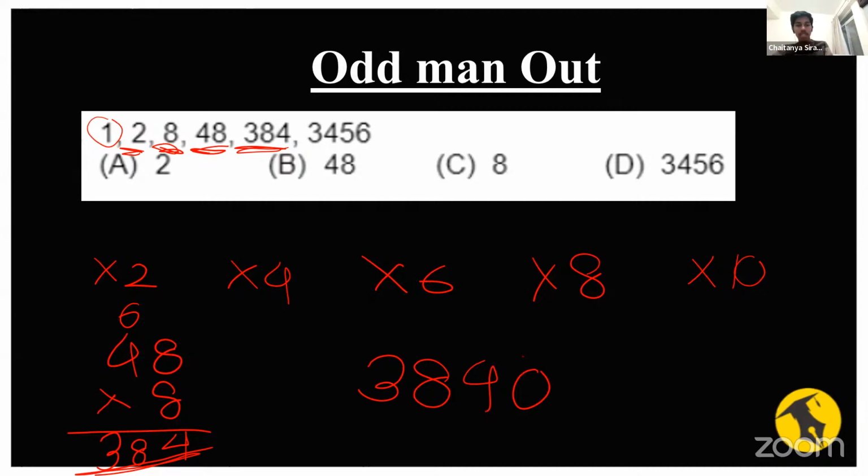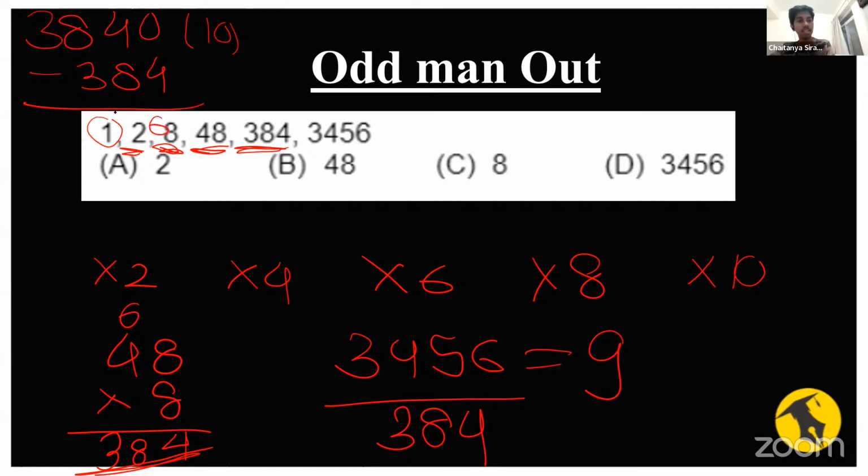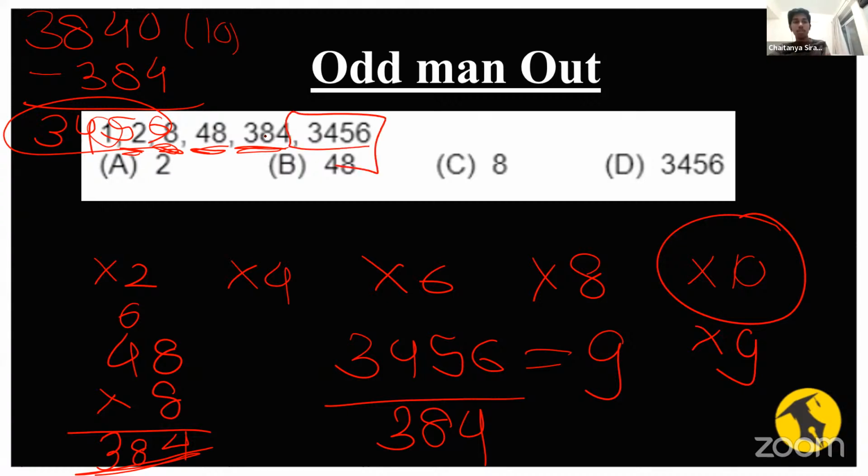Or I can find it another way. What is 3456 upon 384? So if you solve it, you will get how much? I think it's 9. If I write 3840, this is 10 multiple, and I do 3840 minus 384, I get 3456. Yeah. So this is into 9. It should have been into 10, but it's into 9. So this one is my odd man out.